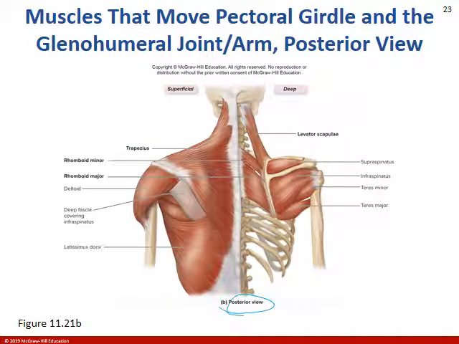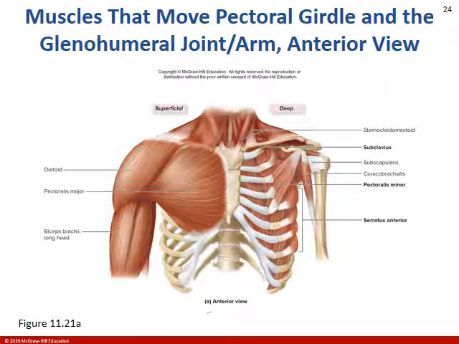On the posterior side, the muscle we're going to look at that moves the pectoral girdle is the trapezius. You can see that one of the attachment points for the trapezius is the spine on the posterior surface of the scapula. And really, this muscle does quite a bit. It can elevate the scapula, it can depress the scapula. Think of shrugging your shoulders, and this is the muscle that's responsible.